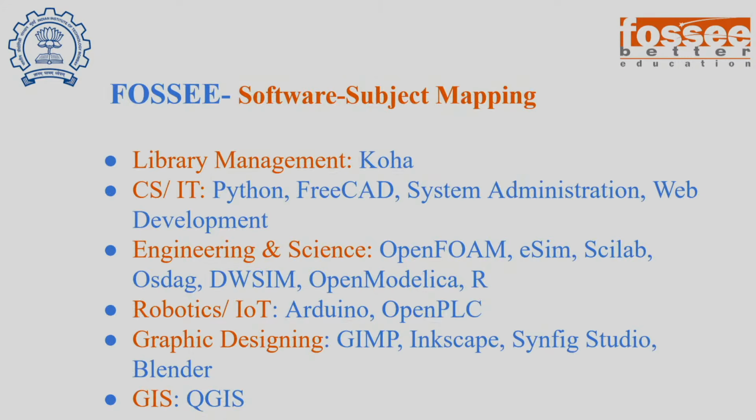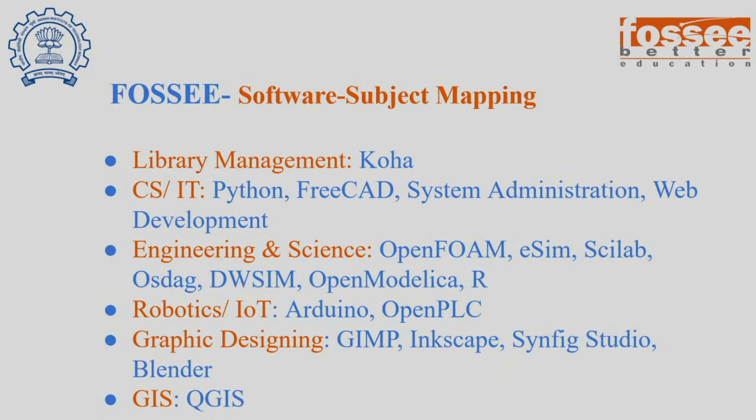Okay. So now let me talk about the mapping part. We also have Koha that was not listed in the tiles that I showed you. Library management system is very important for all the institutes. I need not mention this. So you can also have the opportunity to implement Koha in your libraries. For CSIT you have Python. So you can just go through all this, and you will get to know what FOSSEE has to offer for all the streams of education.